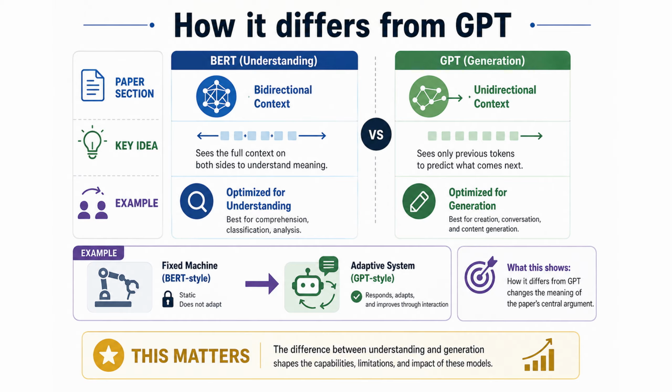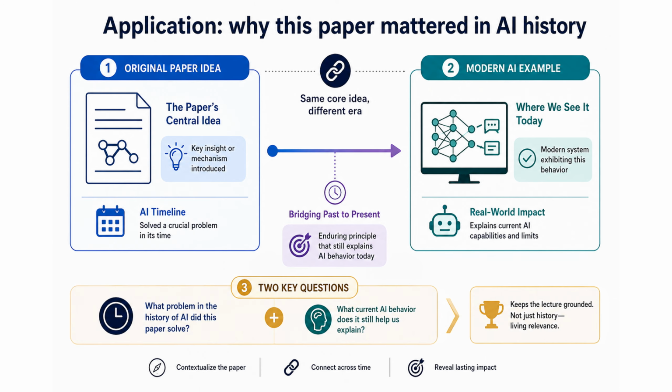Once that is clear, we can pull the full paper together and see why its historical impact lasted. A useful way to apply this paper is to put it back into the AI timeline and then connect it to a modern system. Ask two questions at the same time. What problem in the history of AI did this paper solve? And what current AI behavior does it still help us explain? That method keeps the lecture grounded. It stops the paper from feeling like an isolated archive document and shows how its central idea still echoes in present-day AI systems and debates. It also sets up the next historical move, because the following lecture turns to improving language understanding by generative pre-training in 2018.